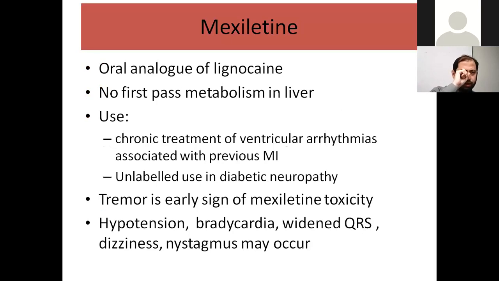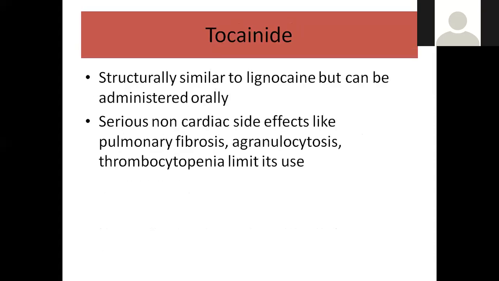Now we'll be talking about mexiletine, which is the oral analog of lignocaine, and there will be no first pass metabolism in liver. If we talk about the uses, it will be used in chronic treatment of ventricular arrhythmias associated with some previous myocardial infarction, as well as unlabeled use in diabetic neuropathy also. Tremor is an early sign of toxicity, and anxiety, hypotension, bradycardia, widening QRS complex, and dizziness as well as nystagmus are some of the adverse effects.